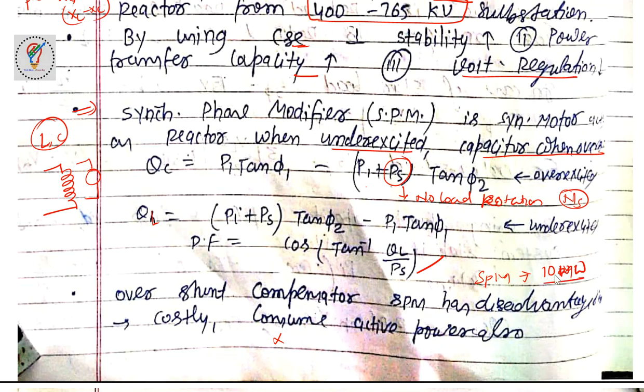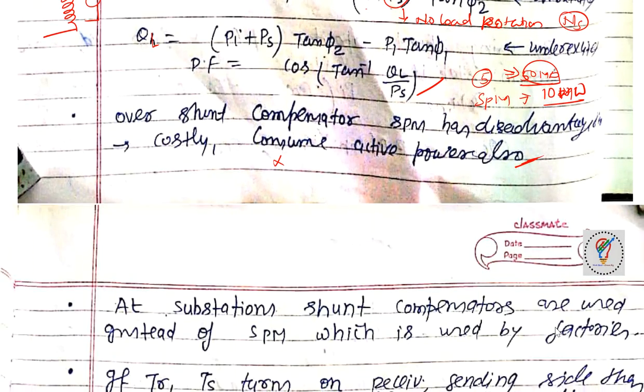I'm just giving an example: 10 megawatts of energy consumed for rotational losses. Suppose you want to provide 5 substations with synchronous phase modifiers, so it will have to provide 50 megawatts of power. The cost will increase because we need to install these synchronous phase modifiers or synchronous motors, along with which we need to supply extra energy to maintain their synchronism. That also makes it more costly, which is practically not possible to implement.